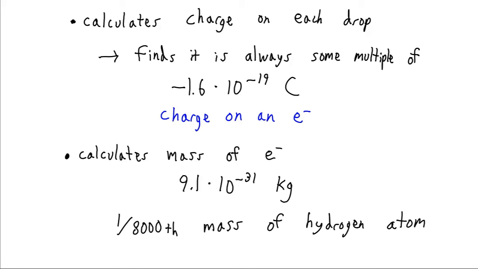Because we know the charge and the charge to mass ratio, we can also get the mass of an electron, which he determines to be 9.1 times 10 to the minus 31 kilograms. And that's very light. It's 1/8000th the mass of a hydrogen atom.